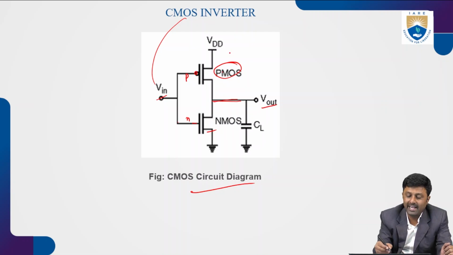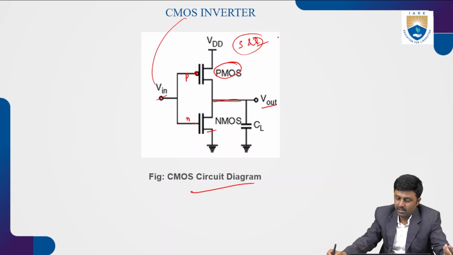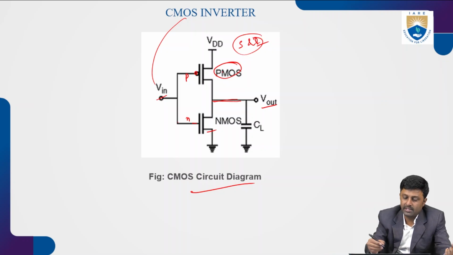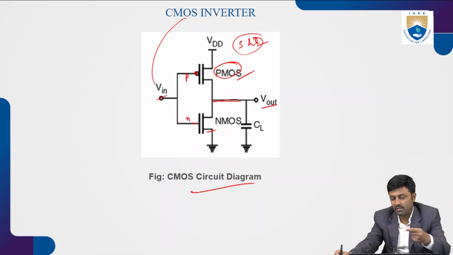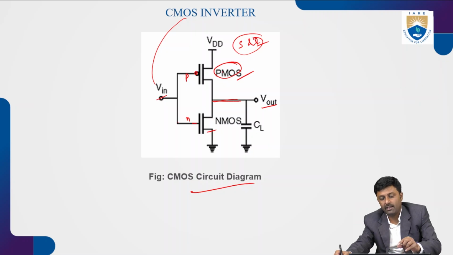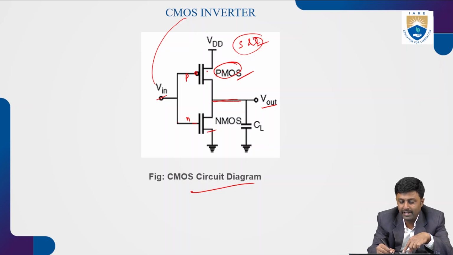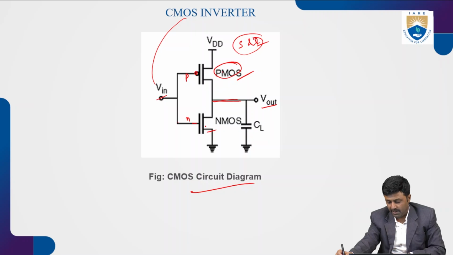Here we can see the source and the drain terminals can be interchanged. If they are interchanged, we have to see what the effect is. So here a P-type transistor is connected in series with the N-type transistor.